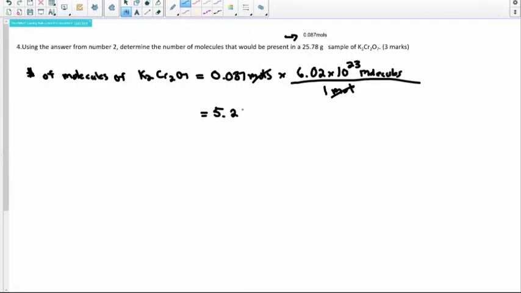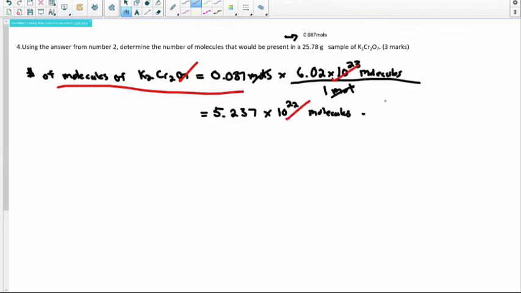And what this works out to in terms of a final answer is going to be 5.237, around there. There's more numbers after this, but to here is good. We probably could round this off to 5.24, around there, times 10 to the 22nd molecules. And there's your final answer. So in terms of marks for this one, again, you would have a mark for showing this. There's a mark here for this part, and there's a mark here for that, for a total of 3 marks.